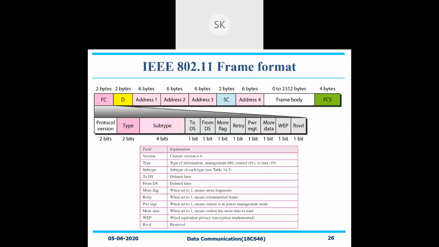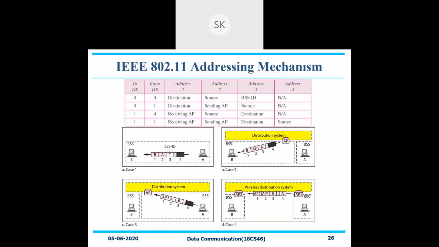The next one is your data. It will be of variable size, and the data you are having from the upper layer, from the network layer, will be captured and just transmitted. The last one is the frame check sequence. It is used for error detection, to check whether there is any error over there.